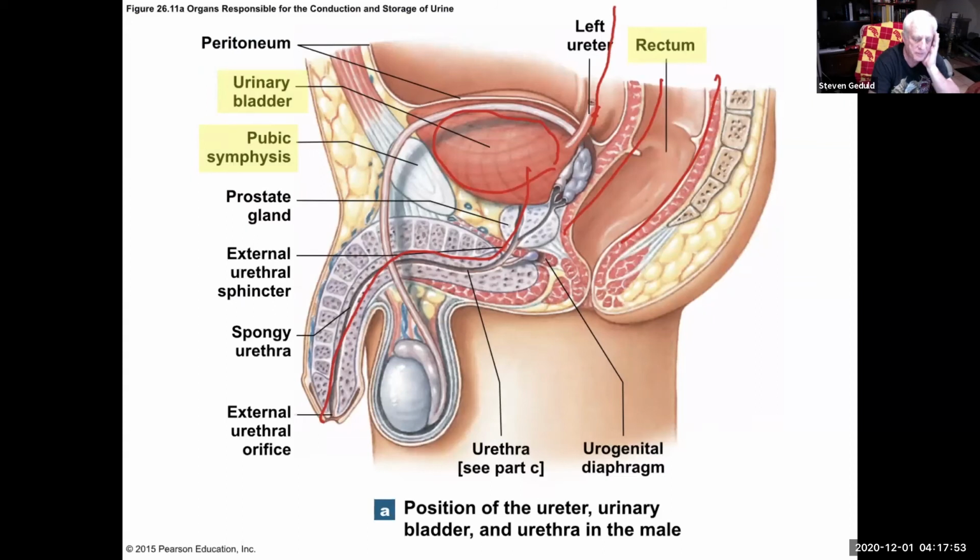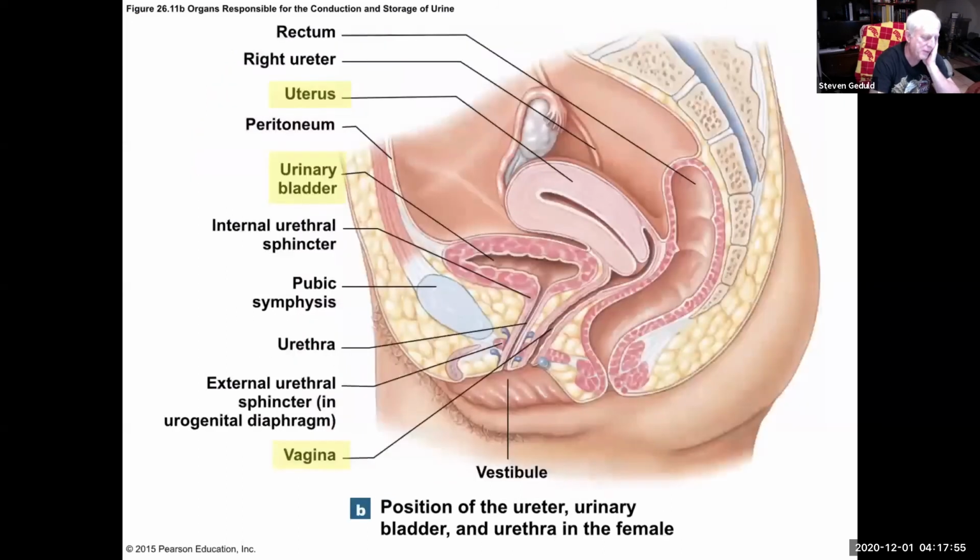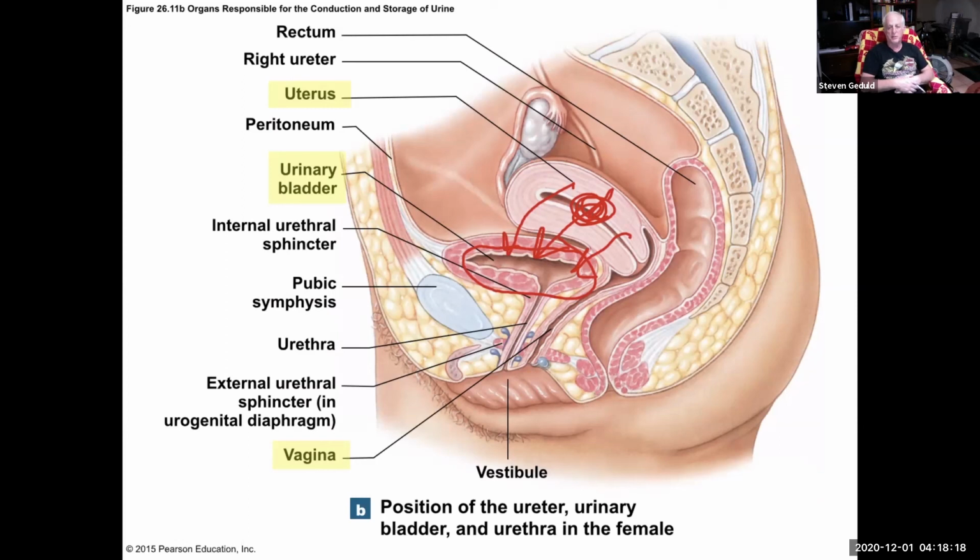You see the location of the urinary bladder in the male, and in the female, you see the urinary bladder right here. So you can see this is the uterus. As this baby grows, what's going to happen? That pressure is going to go against that urinary bladder, and it's going to flatten it out. And they're going to need to urinate a whole lot more often, just because the more the baby grows, the more pressure gets put on that urinary bladder.